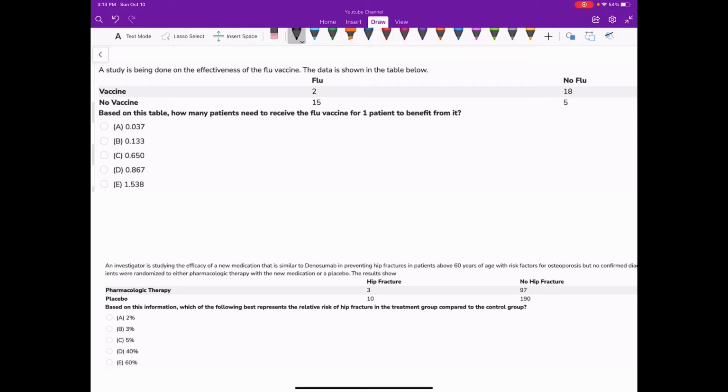Okay, so let's continue here. A study is being done on the effectiveness of the flu vaccine. The data is shown in the table below. Okay, so if we're doing the effectiveness of the flu vaccine, we're trying to look into the future to see if it works or not, right? Well, if we're trying to decide that, what are we going to look at?